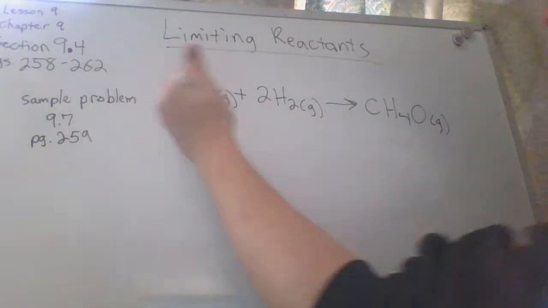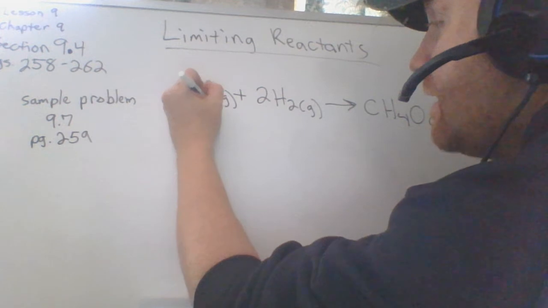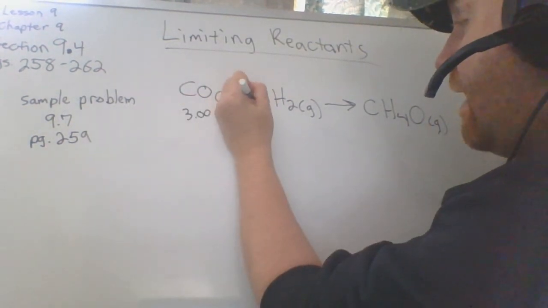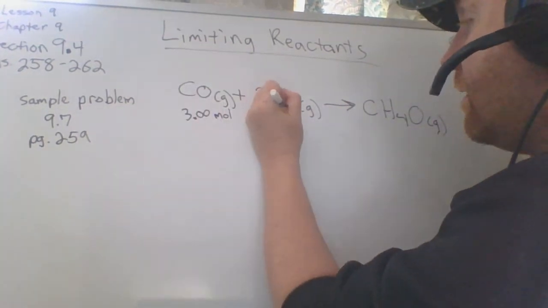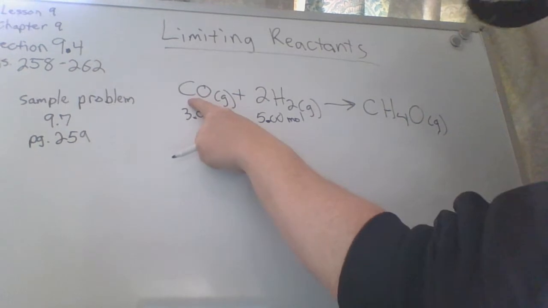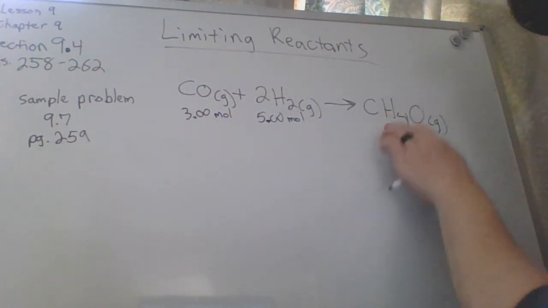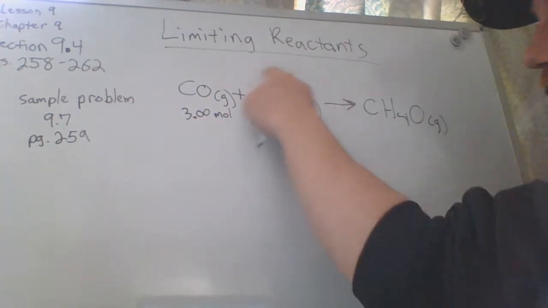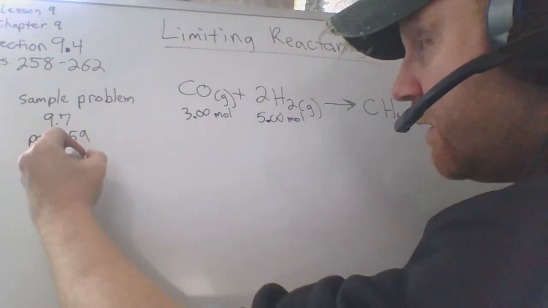Here we go. I'm going to do 3.00. That's how many moles of CO we have, and then we have 5.00 moles of H2. Let's start with this reactant. We're going to jump from here to here and see how much we could produce if we used up all 3 moles. We're not even going to worry about hydrogen right now. That's going to be a separate calculation. We're going to go like this.